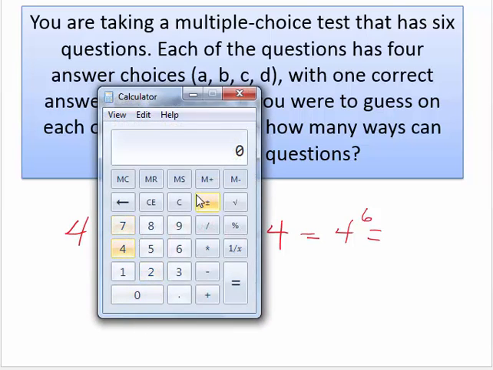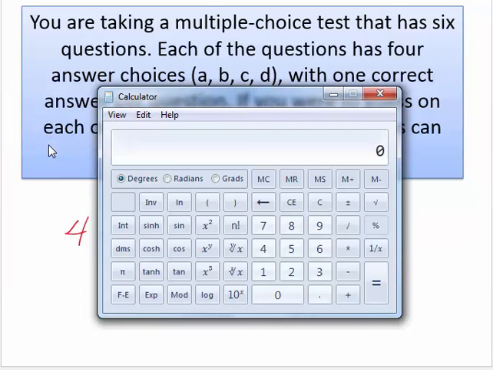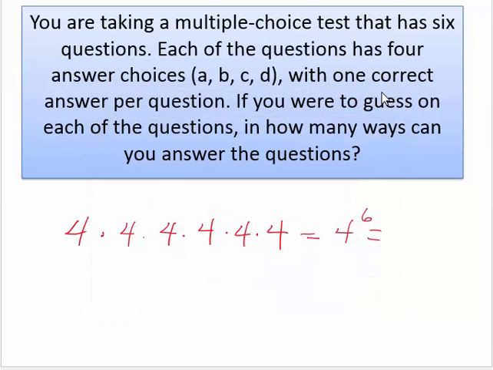Oh, by the way, if you ever get that, go to View and go to Scientific. Now you have more choices. Let's go 4 to the power of 6. 4 to the 6th power is 4096. So there's 4096 ways of answering those 6 questions. Once again, that's using the fundamental counting principle.